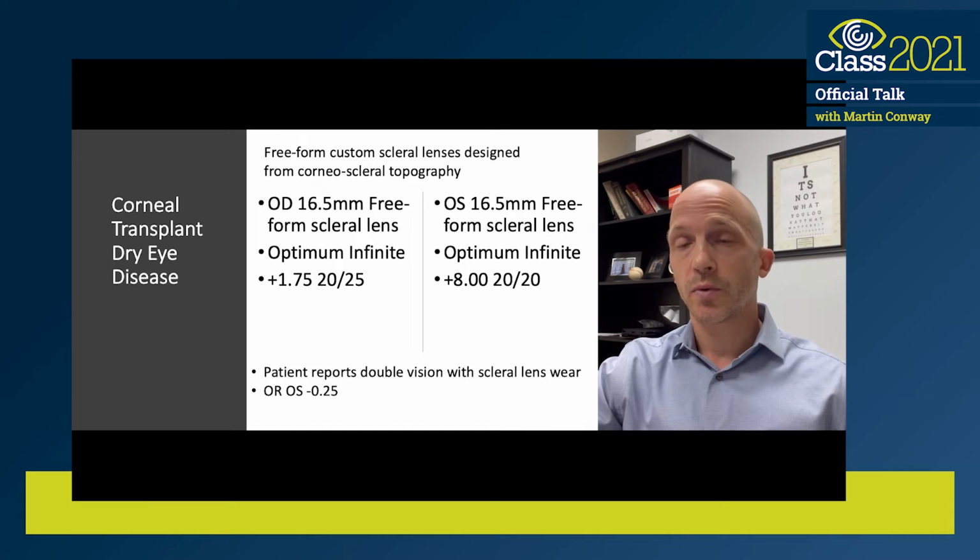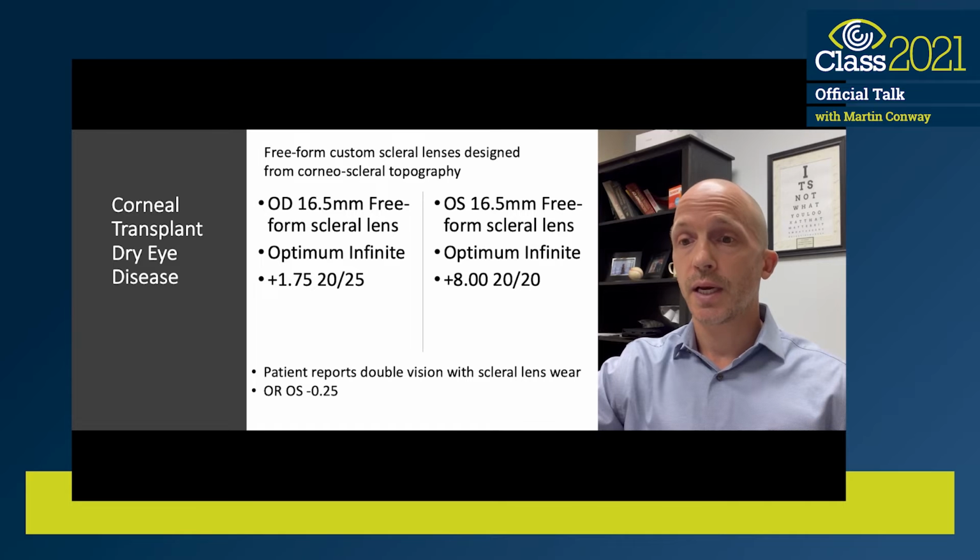Her right eye is without sutures, and her left eye still had some interrupted sutures. We did recommend scleral contact lenses for her. We fit these as freeform custom lenses from corneal scleral topography. For her right eye, she had a 16.5 millimeter lens manufactured with Optimum Infinite material. With a plus 1.75 power, she was able to see 20/25.